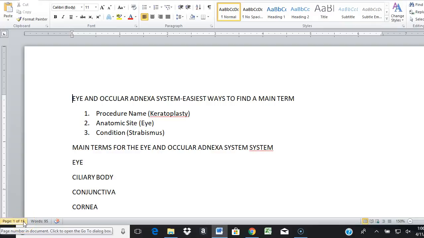Hello, coders. We are looking at the last section of surgery, which is eye and ocular adnexa and the auditory system. Now, the biggest thing before we get into either of these systems, keep in mind, both of these systems are very small, physically small. Again, the eyes are much smaller than most of our major organs, the spleen, pancreas, etc. They're even smaller usually than our ovaries. So that's the biggest thing to keep in mind.